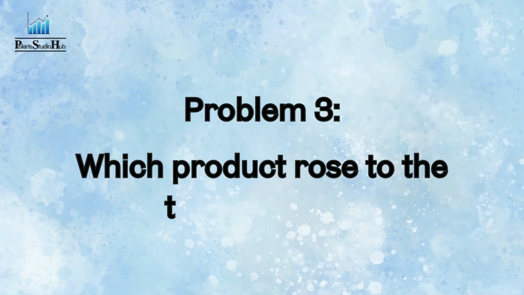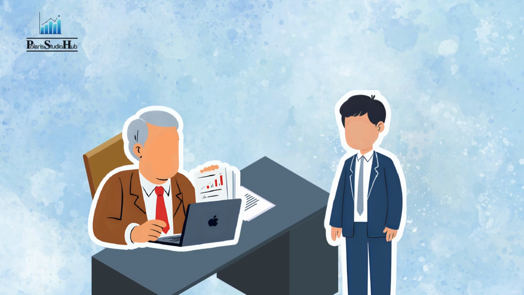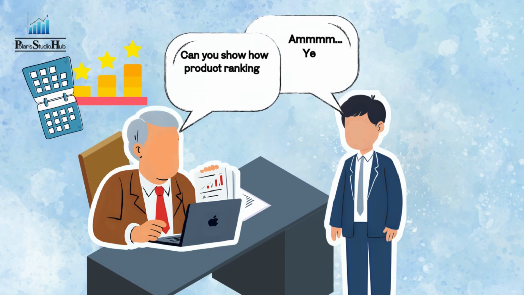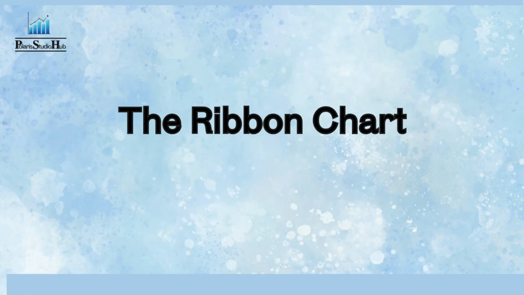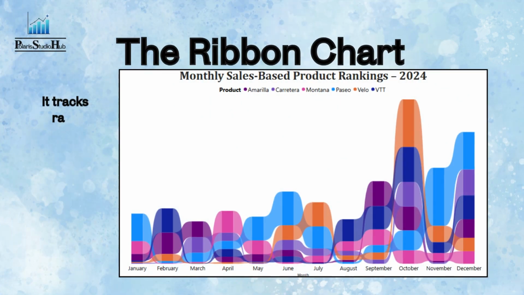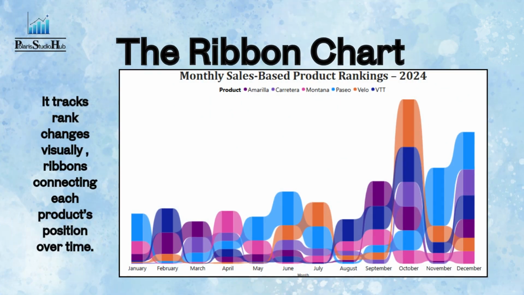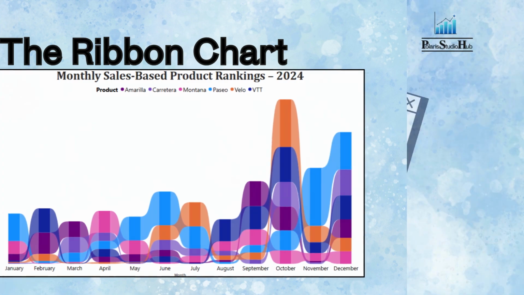Problem 3. Which product rose to the top this year? His manager asks him to show how product rankings shifted month to month. David's stuck here. That's a hard one. The solution is the ribbon chart. It tracks rank changes visually, ribbons connecting each product's position over time.